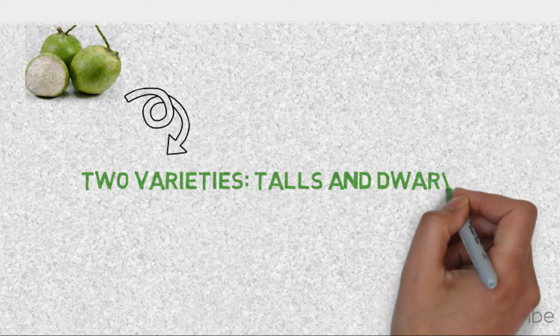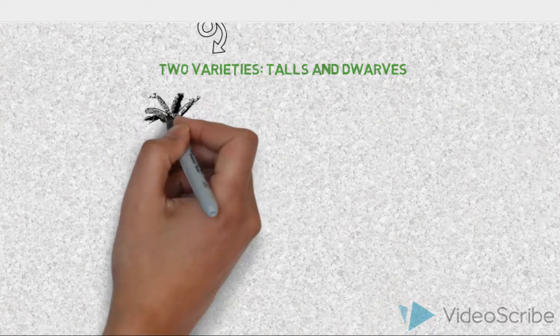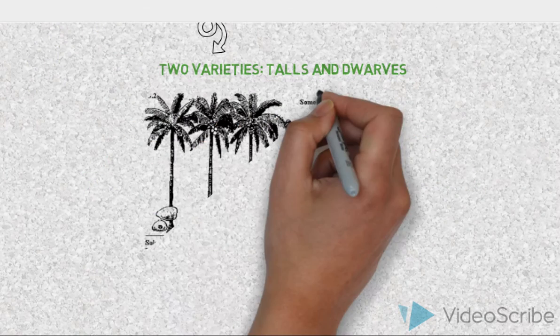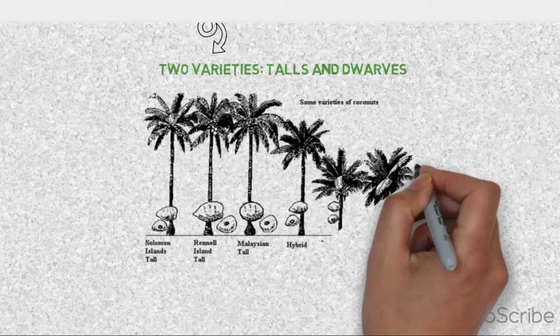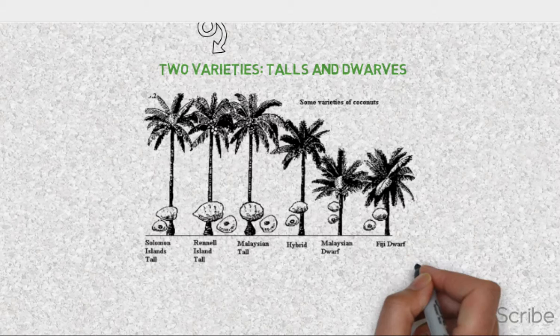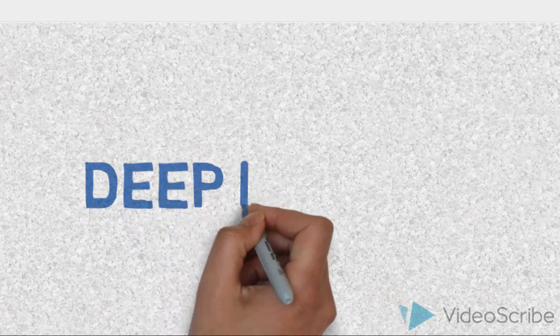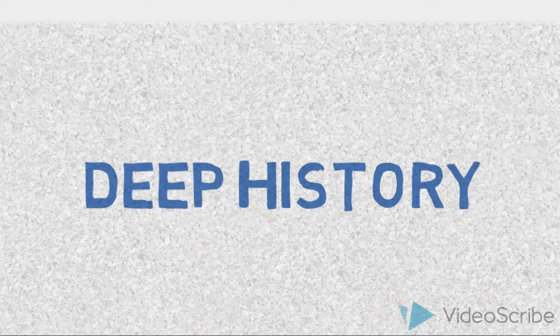Talls have lengthy stems and are later bearing as well as cross-fertilizing. Dwarfs, on the other hand, are short-stemmed, precocious, and self-pollinating. Dwarfs are also the more highly domesticated form due to its low genetic variation and high degree of occurrence near human habitation. In a recent DNA analysis of coconut cultivation, the deep history of the coconut was decoded.